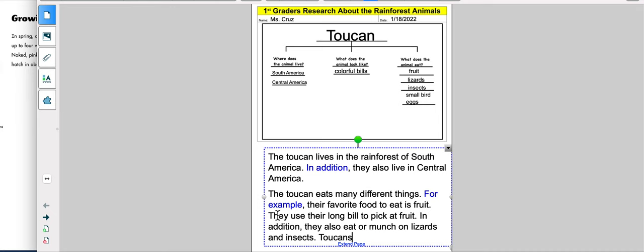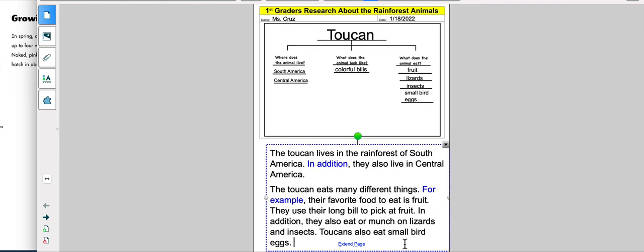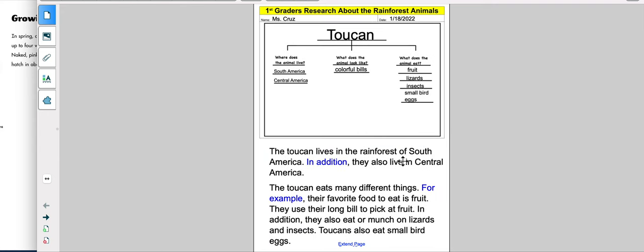Toucans, because I don't want to keep on repeating the word they, I want to now use the word toucans, so it's not repetitive. Toucans also eat small bird eggs. And I'm going to stop here. And there goes my paragraph about the animal I am researching.